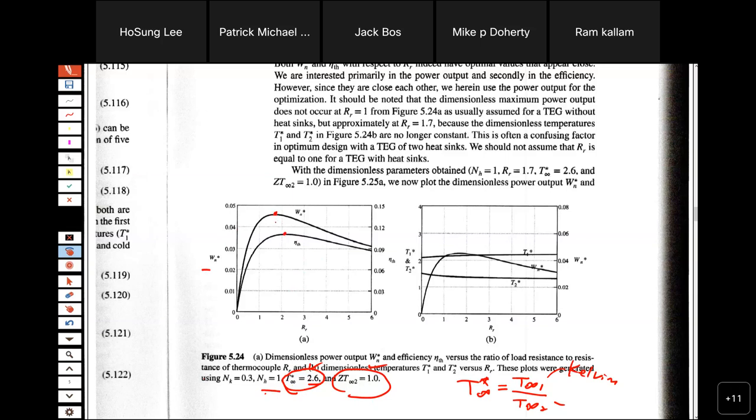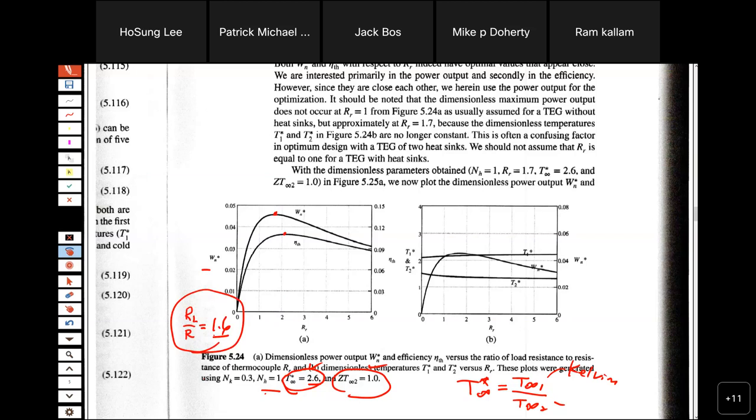Similar. Similar. But can you tell me what is RL over R for maximum power? Can you read for me? Maximum power. 1.6? Yeah. This is, I found it. Once we use a heat sink, it is greater than one.